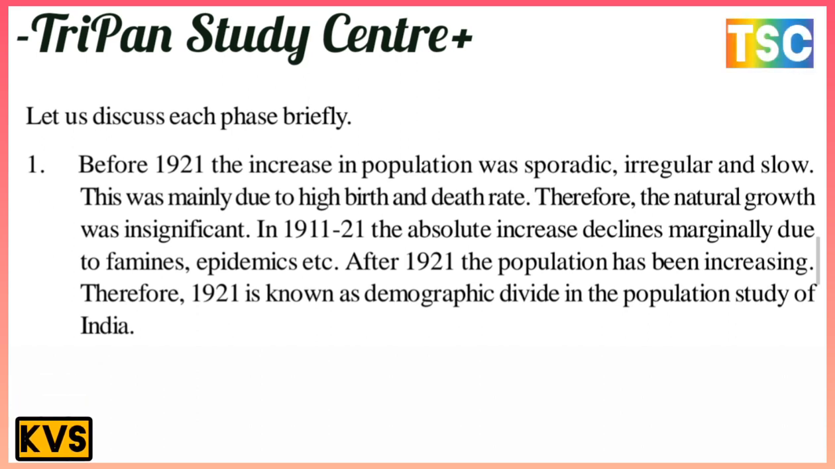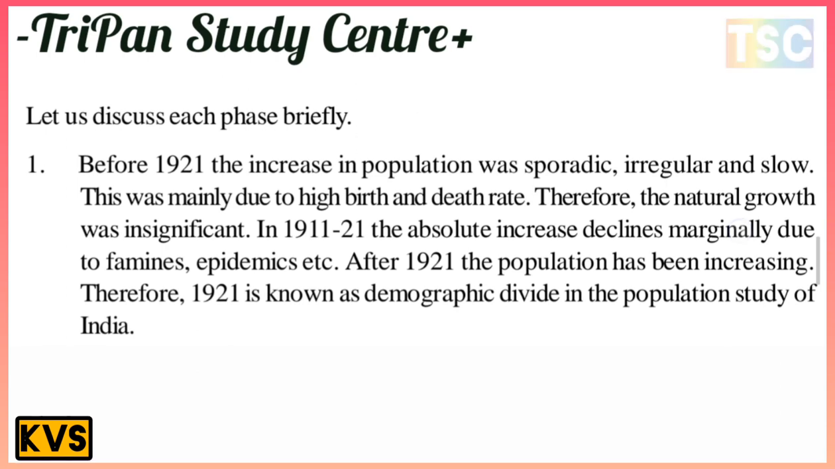In 1911 to 21, there was a marginal decline due to famines, epidemics and so on. After 1921, population has been increasing. Therefore, 1921 is known as the demographic divide in the population study of India.